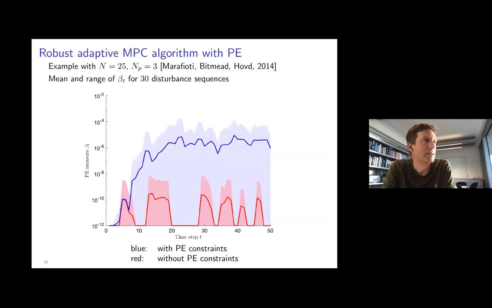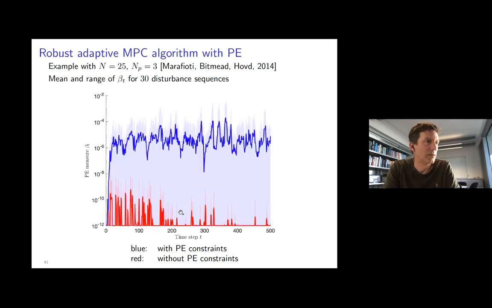So looking at an example, this is an example from the paper by Marafioti from 2014. Here we're taking the PE window to be of length 3 and the mode 1 prediction horizon for MPC to be 25 steps. These are the mean and the range of the values of beta for 30 disturbance sequences for the closed loop system. In blue is the algorithm with the PE constraints, and in red it's without the PE constraints. If we look at a longer simulation horizon, here 500 steps, you can see that the PE constraints are making a significant difference to the closed loop value of beta.